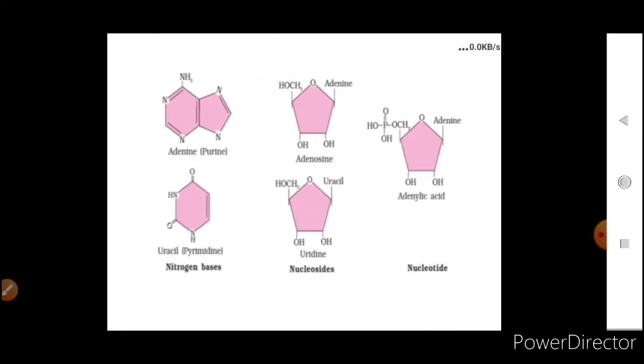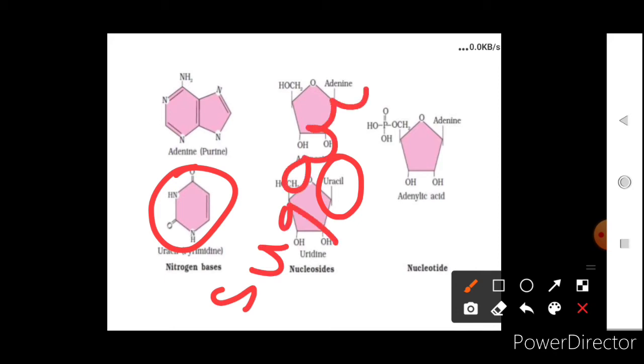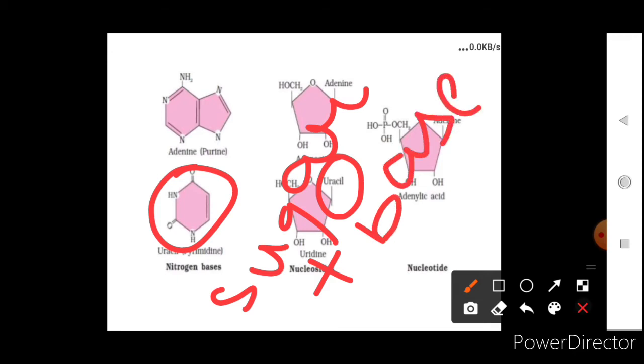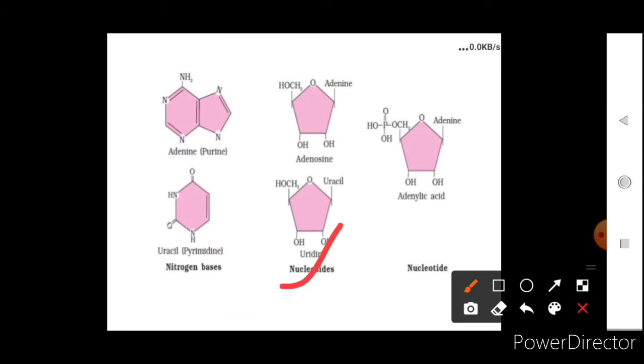Now you can see the structure of this. Okay, this is the nitrogenous base. Okay, this becomes a nucleoside in which the sugar is added. Okay, and this uracil is added at this position. So it is sugar plus the nitrogenous base. So it is what? It is nucleoside.